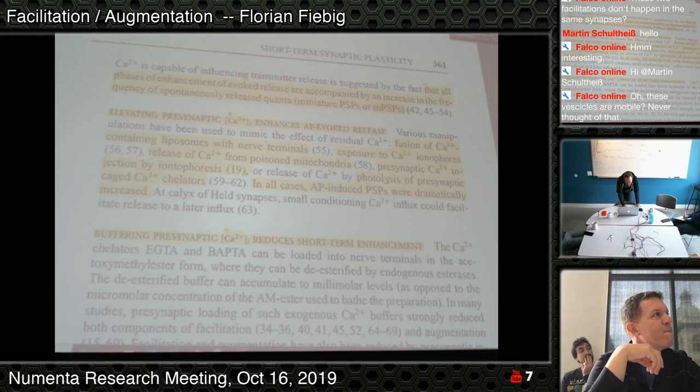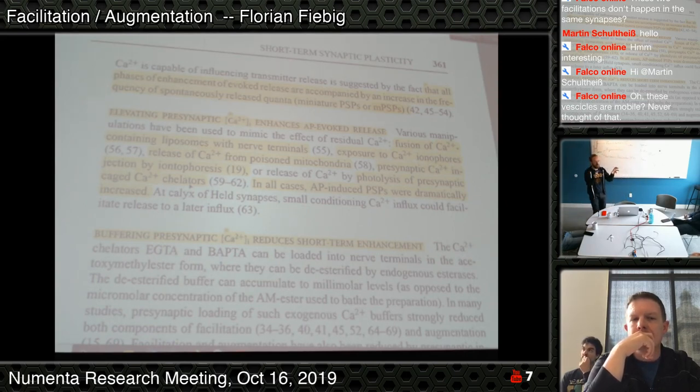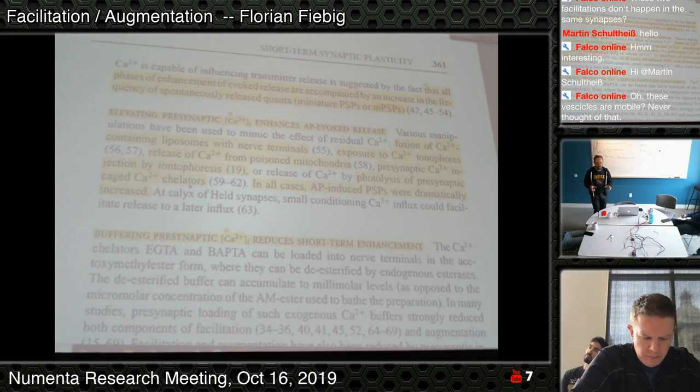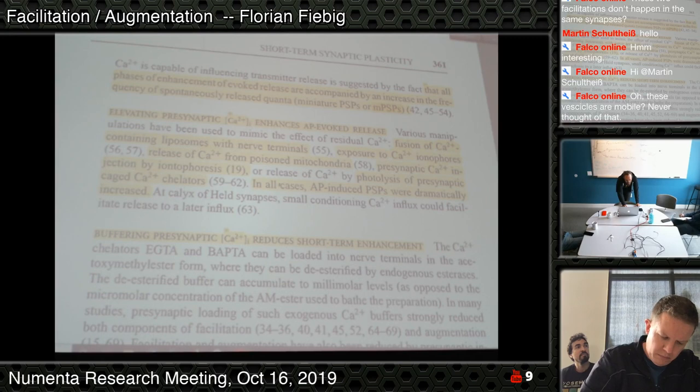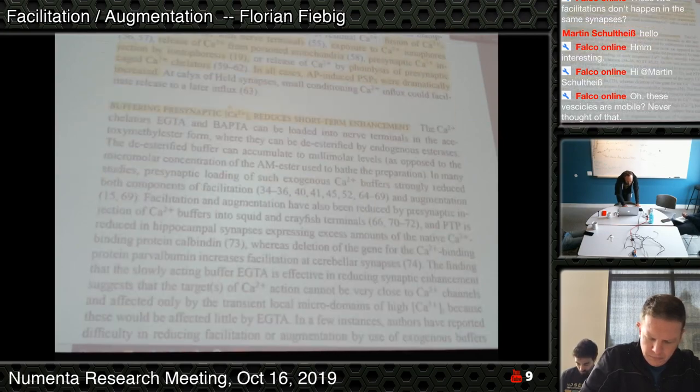Or you can use photolysis of presynaptic caged calcium chelator. So what is a chelator? Chelators are special molecules, often involving a double nitrogen bond, which can hold on to metal ions. We use them to detoxify people with heavy metal toxins in their blood, because they essentially bind to these metals and make them chemically inert. But you can use that as a mechanism also to transport calcium ions, which are metal ions, into a cell, right? In all of these cases, the action potential induced postsynaptic potential is dramatically increased, whatever dramatically means, but, you know, a factor larger than one, maybe something like 10, right?